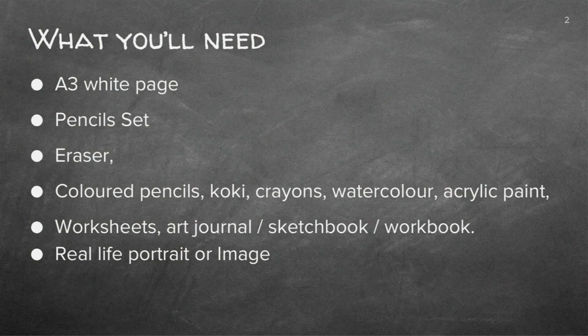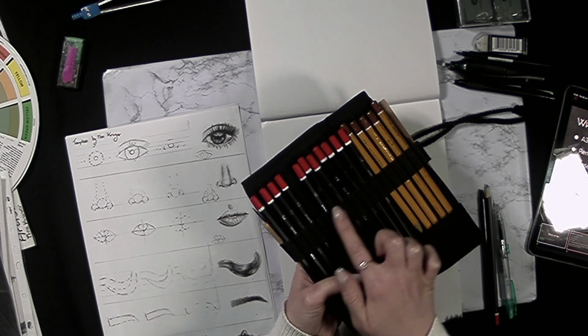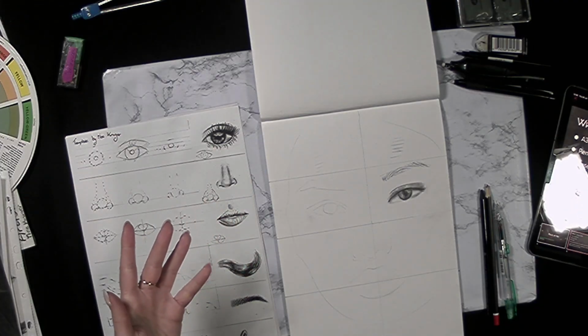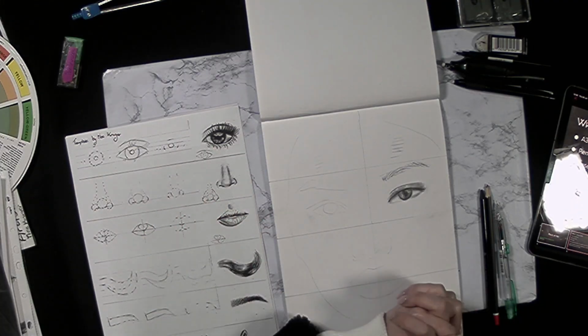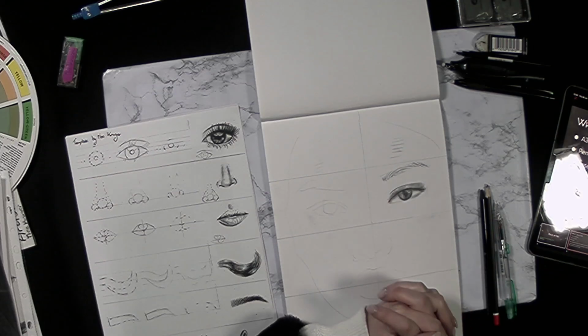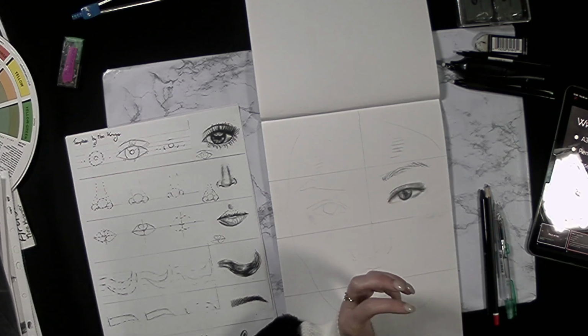What you will need for this lesson is your paper, your pencils, and your eraser. So a pencil set. As said before, I have my pencil set here going from 2H to 8B. So you do quite use all the different types. You can use some cookies as well. We don't need any watercolor or acrylic paint for this specific lesson. We might need that in the next lesson.